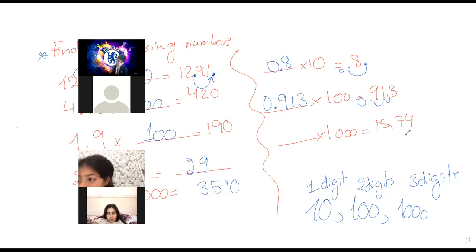Teacher, we put 0. To which side we will move the point? In the left. Backward. How many digits? 3 digits. One, two, where's the 3? Teacher, we put 0. We fill the empty space at the beginning. Put another 0.